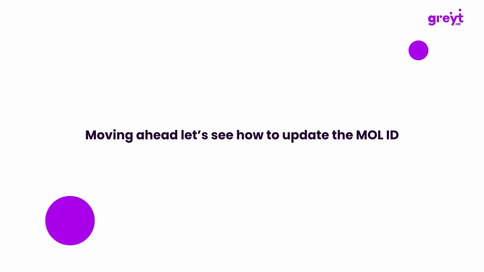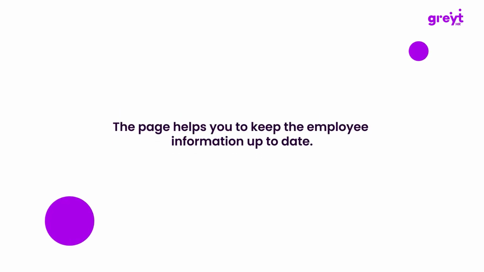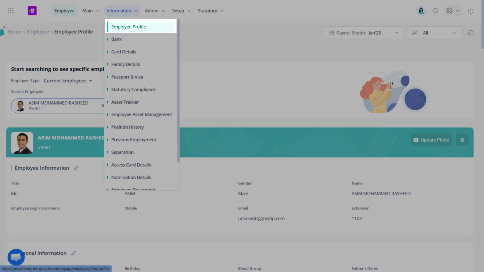Moving ahead, let's see how to update the MOL ID. The employee profile page in the greytHR admin portal allows you to add, edit the profile details of an employee. The page helps you to keep the employee information up to date. From your greytHR admin portal, select Employee Information Employee Profile.